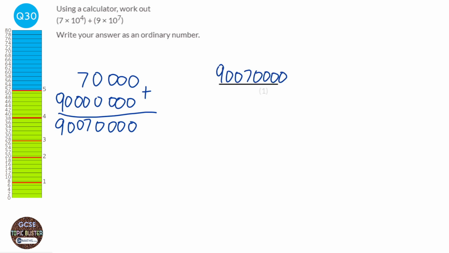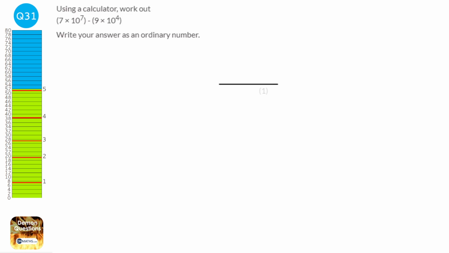Some people think there's a quick way of doing this, like adding the 7 and the 9. There isn't. You've just got to work out what this number is, work out what this number is, and add them together. So the only way of answering this question is to work out what these are as ordinary numbers.